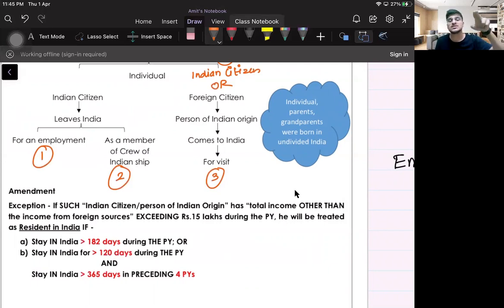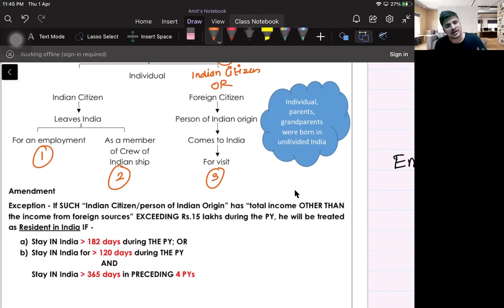But second basic condition kya tha? 60 in the previous year and 365 in four preceding previous years. Wo jo 60 tha na 60, wo replace hoke 120 ho jayega. Baki all the conditions will remain the same.